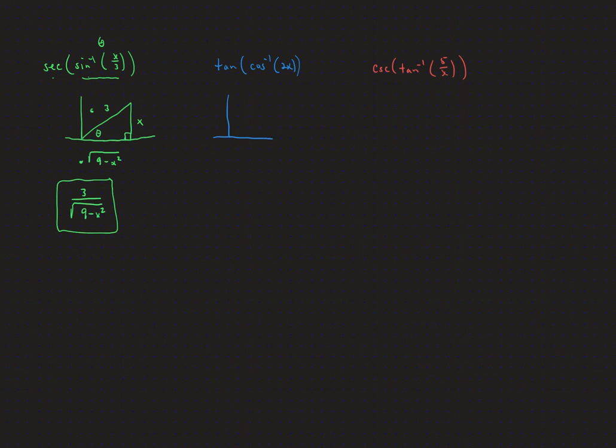In a similar fashion, we're going to draw our angle this time, also in quadrant 1, so that its cosine is 2x. Cosine is adjacent over the hypotenuse. When we do some Pythagorean theorem, we're going to get 1 minus the quantity 2x squared, which is 4x squared. So that's going to be the square root of 1 minus 4x squared. The tangent is going to be the opposite, the square root of 1 minus 4x squared, over the adjacent, 2x, and that is our answer.